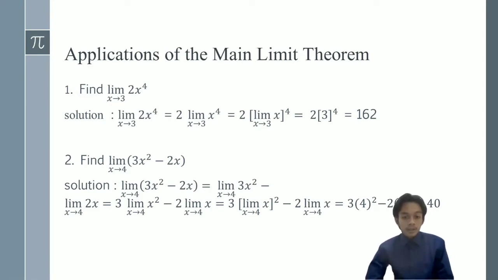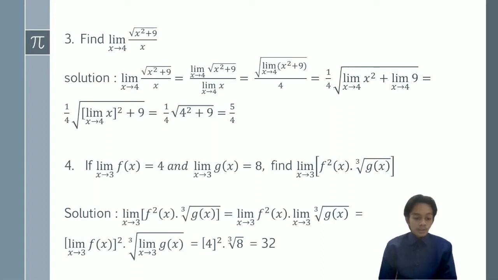Okay, next, example number 3. Find the limit of the square root of x squared plus 9 all over x as x approaches 4. To solve this problem, first we can use theorem number 7 to get the limit of the square root of x squared plus 9 as x approaches 4, over the limit of x as x approaches 4.